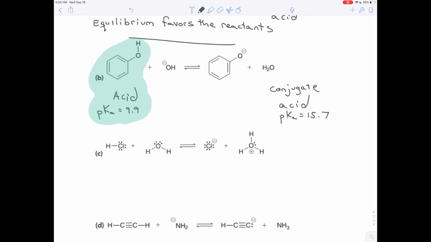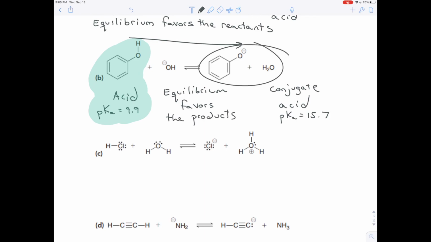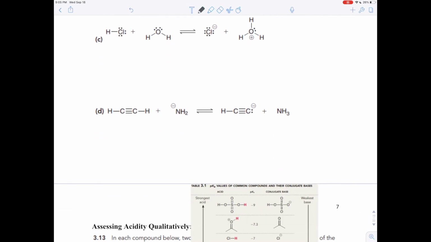So it gives away its hydrogen more often, and equilibrium favors the products. In other words, you make more of the stuff on the right. You make more products in this reaction. Sure, you have both the forward and the reverse reaction happening, but because the reactants have a stronger acid, the forward reaction happens more often than the reverse reaction, and so you end up with more products. Equilibrium favors the products. We can do the same thing with C.